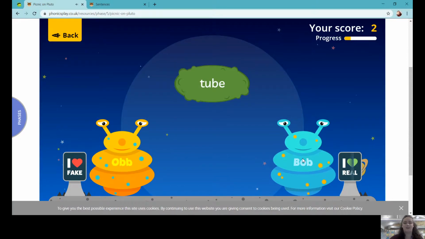Okay, reading the next word on the board, off you go. Well done. Tube. Is tube a real word or a nonsense word? That's right, it's a real word. You might catch the tube if you're in London, or you might use a tube when you're making something.